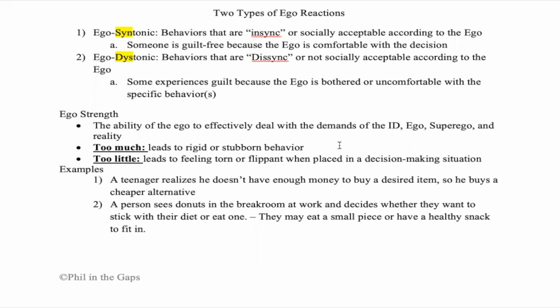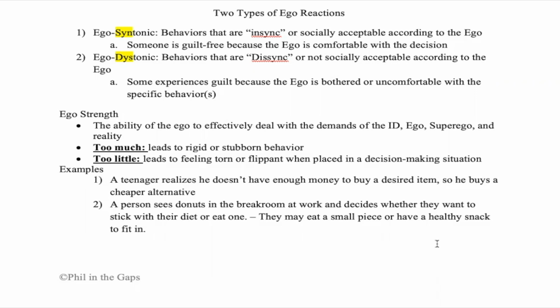So, too much is not good. Too little is not good either. A couple of examples of what this could look like. A teenager realizes he doesn't have enough money to buy a desired item, so he buys a cheaper alternative. That would be a good balance between the id wanting that expensive item, but not suppressing it so much that they're not going to satisfy any of their needs. They still were able to get an alternative thing to satisfy that urge in some way.